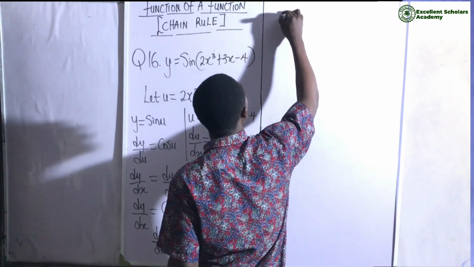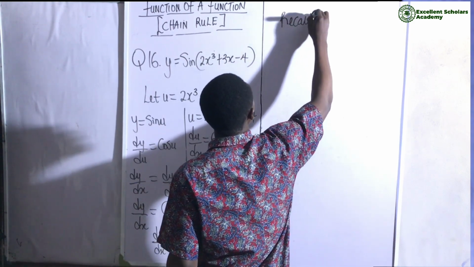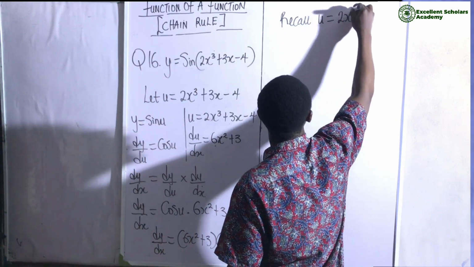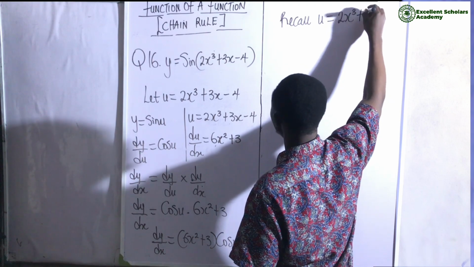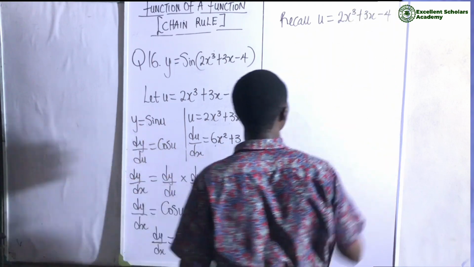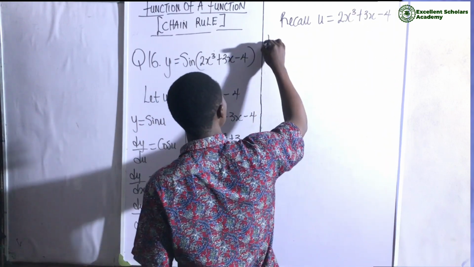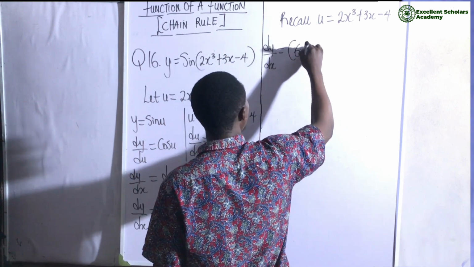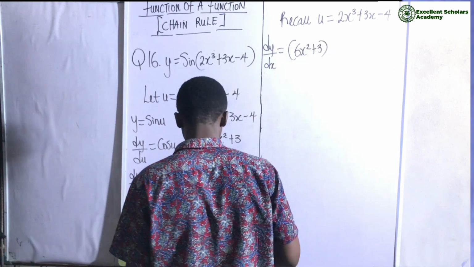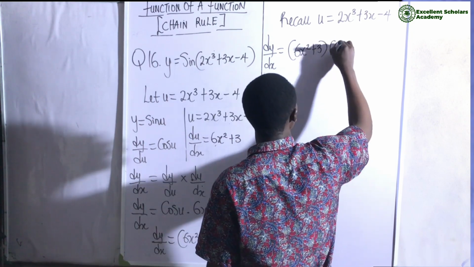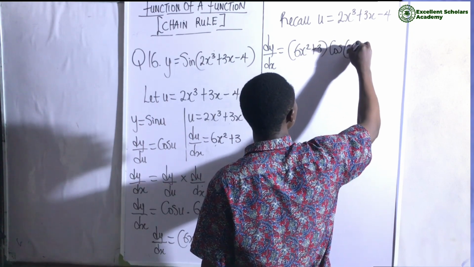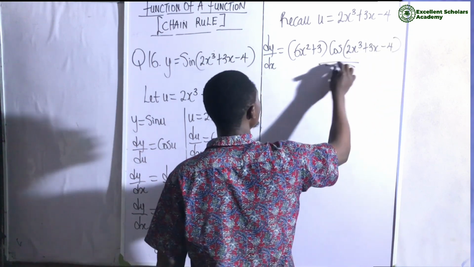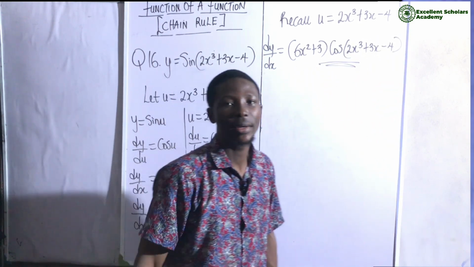So now recall that your u equals 2x to the power of 3 plus 3x minus 4. Okay, so finally our dy/dx is going to be equal to (6x squared plus 3) cos of (2x to the power of 3 plus 3x minus 4). So this is going to be our dy/dx.